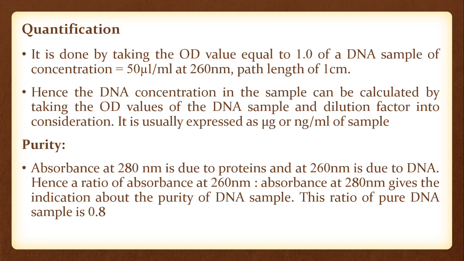So how it is done: an OD value equal to 1.0 corresponds to a DNA sample of concentration 50 micrograms per ml at 260 nanometer with a path length of 1 centimeter. Hence the DNA concentration of the sample can be calculated by taking the OD value of the DNA sample and the dilution factor into consideration. It is usually expressed in micrograms or nanograms per ml of sample.